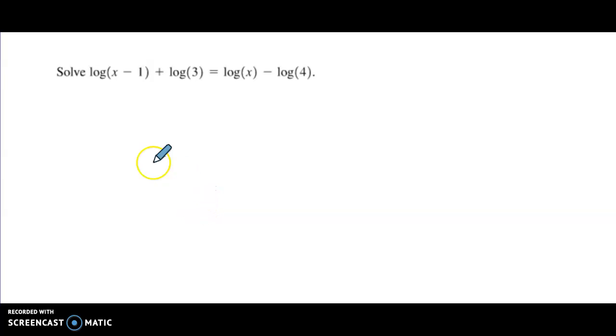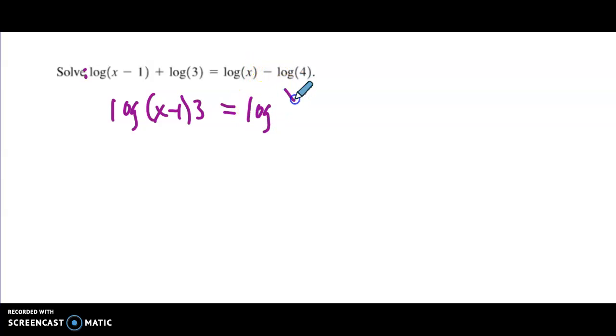Let's try this one. Okay. I have a plus sign here, so to write that as a single log, I would multiply the x minus 1 times 3. I have a minus sign here. To write that as a single log, I would write x over 4. Now I have the log of this equals the log of this, so they must equal each other.